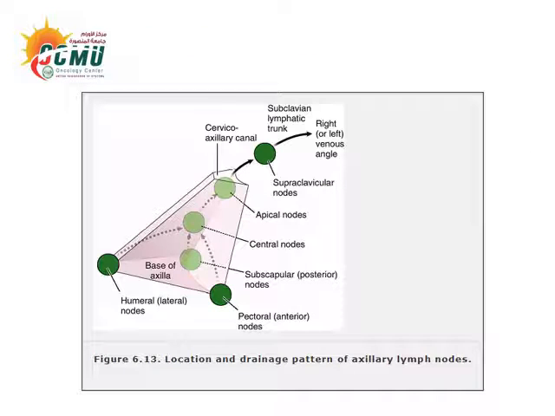This diagram shows the axillary lymph node. We have lateral or humeral, pectoral or anterior, posterior or subscapular. Then all these 3 groups drain into central groups, then apical, then supraclavicular, then go, according to left or right, to the subclavian lymphatic trunk.